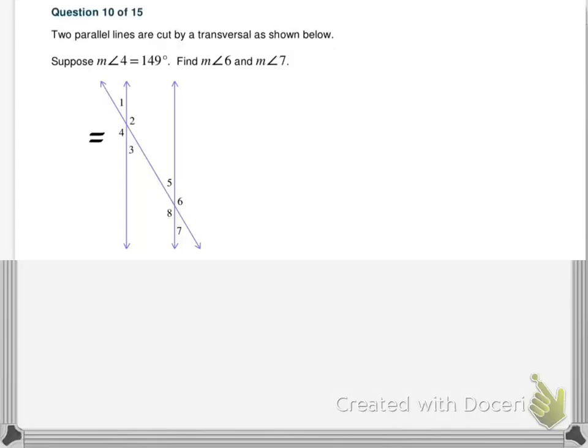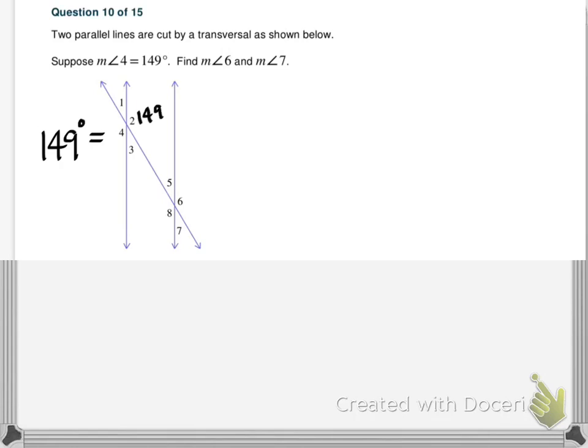The measure of angle 4 is 149 degrees. So the relationships that we learned earlier we need to use to be able to find the rest of the relationships here. Alright, so angle 4 and angle 2 have a relationship. Their relationship is that they're vertical. Alright, so I know that this angle is 149 as well.